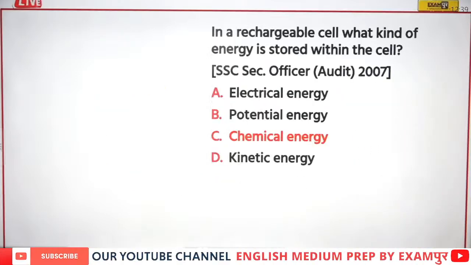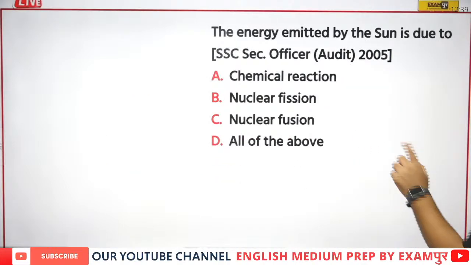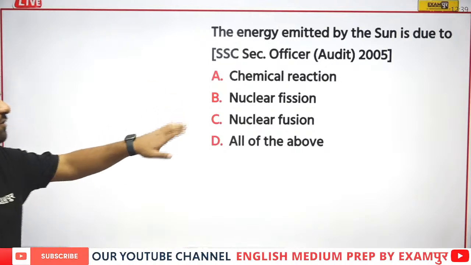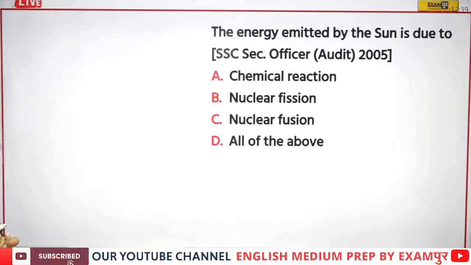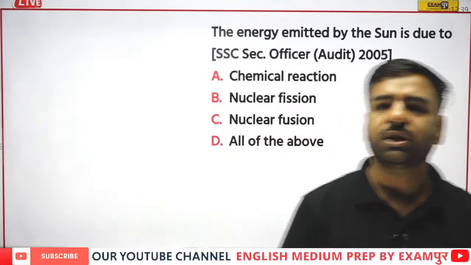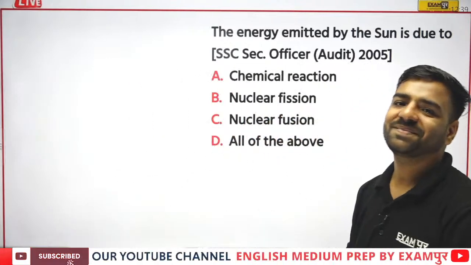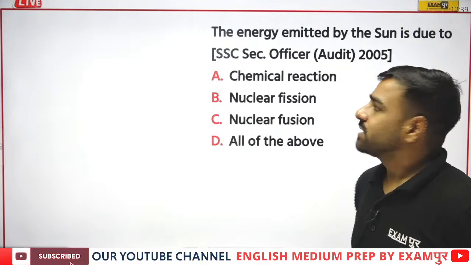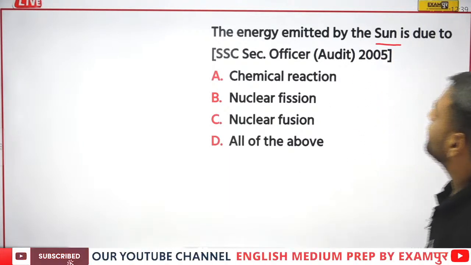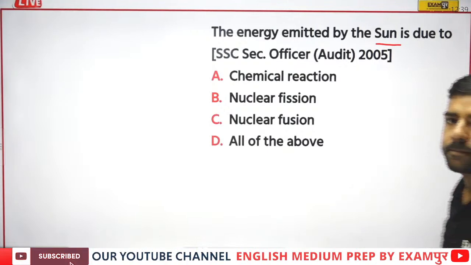Now moving forward to the next question. The energy emitted by the sun is due to what? Now I have to explain two things here. Is it nuclear fission or nuclear fusion or chemical reaction or all of the above? So Udbhav has given the answer. Great, Udbhav. Good to see you in the class. Hi, how are you? So yes, my question is, the energy emitted by the sun is due to what? This is from SSC Section Officer 2005.